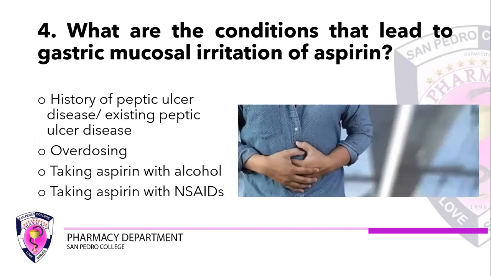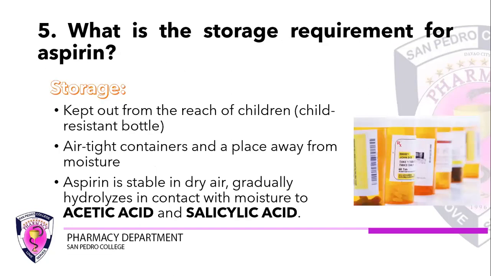Fourth follow-up question: what are the conditions that lead to gastric mucosal irritation of aspirin? We have the following: history of peptic ulcer disease or existing peptic ulcer disease, overdosing, taking aspirin with alcohol, and with other NSAIDs. Once again, it's a non-selective COX inhibitor, so it can affect COX-1, which is responsible for the formation of stomach protection in our stomach linings.